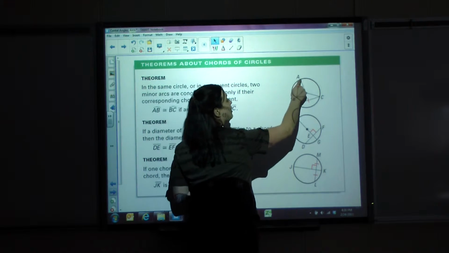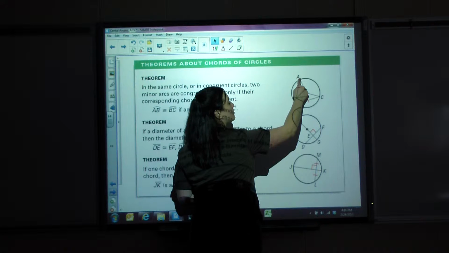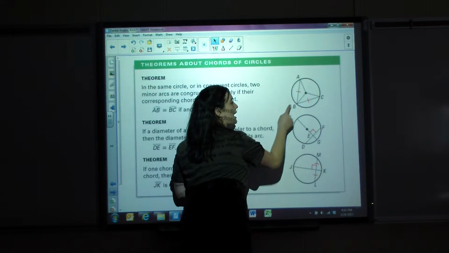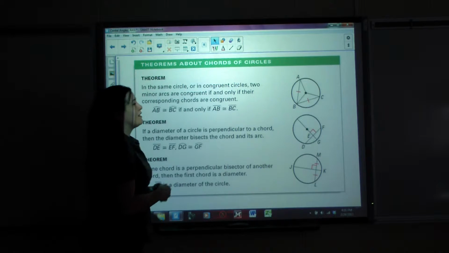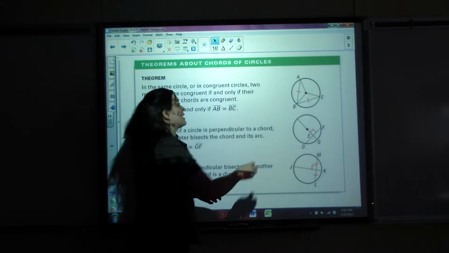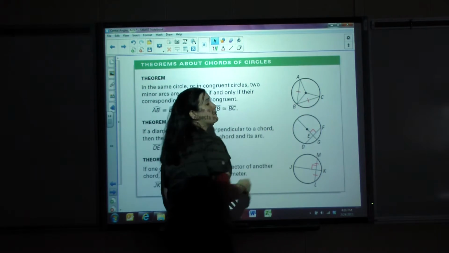So if we're talking about arc AB, its chord would be chord AB. Starts at A, ends at B, that line there. If those are congruent, then the minor arcs are congruent, and vice versa. If these minor arcs are congruent, then those segments are congruent.